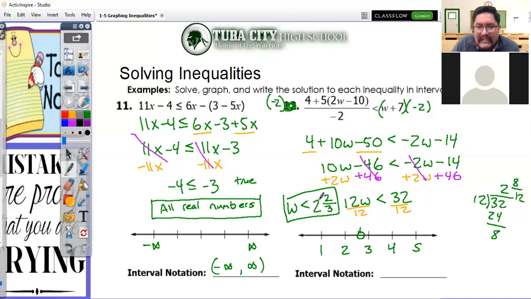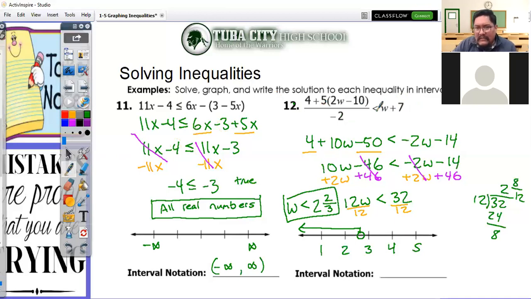So W is less than 2 and 2/3. So pick a number less than 2 and 2/3. And you'd probably end up going this way. And if I pick 5, that's going to be false. And again, you can always plug it back into your original equation too, which I would suggest you do, because that's probably the easiest way to test it. So go back to the original, but this one's kind of a lot of work if I were going to plug it back in, which sometimes you just got to be ready for that. But in this case, I think I'm going to go with this here.